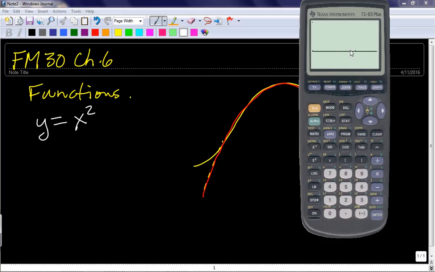All right, now, if this shows up, what's happened is someone else has used this for a different class, and they've changed the window setting. So that means that this is zoomed in on a certain part of the x-axis here. So to reset that, we go window, we go zoom 6. Zoom 6, and you should end up with this.